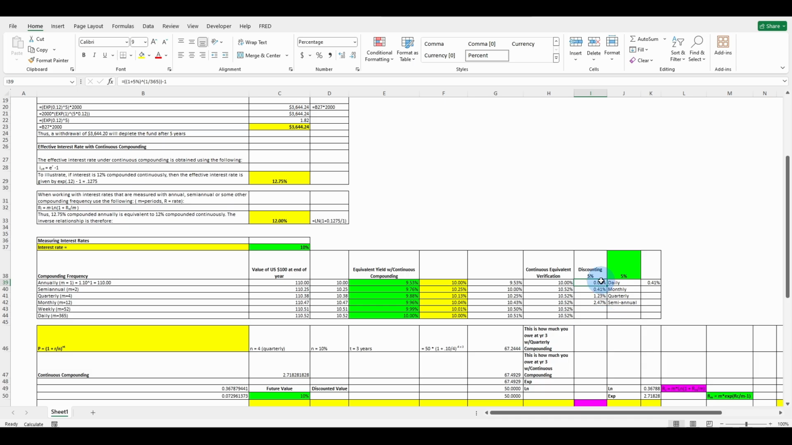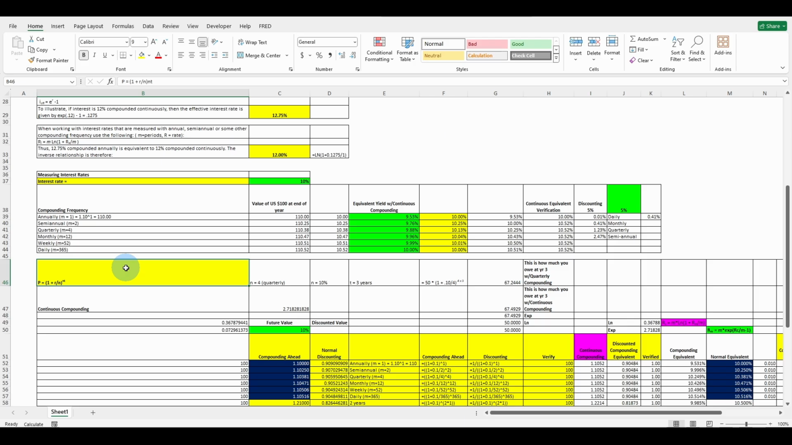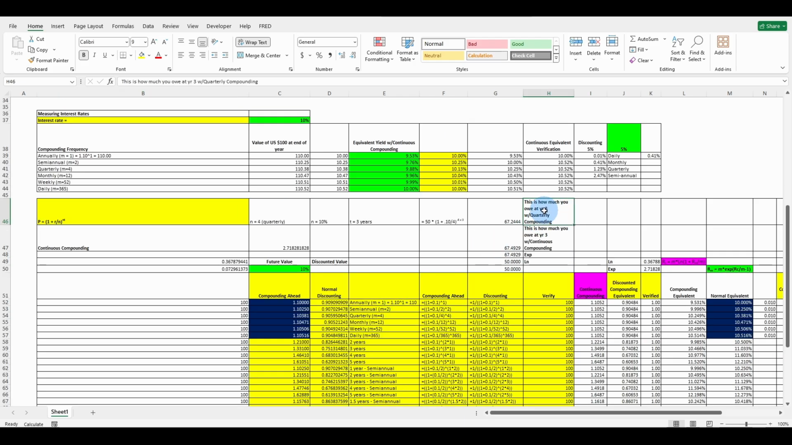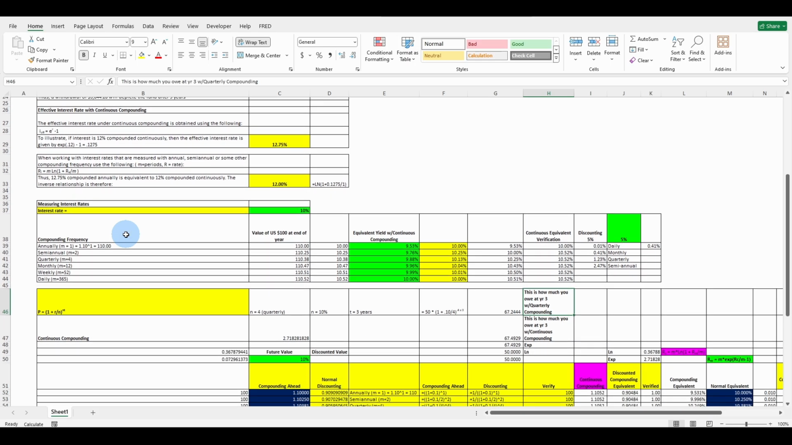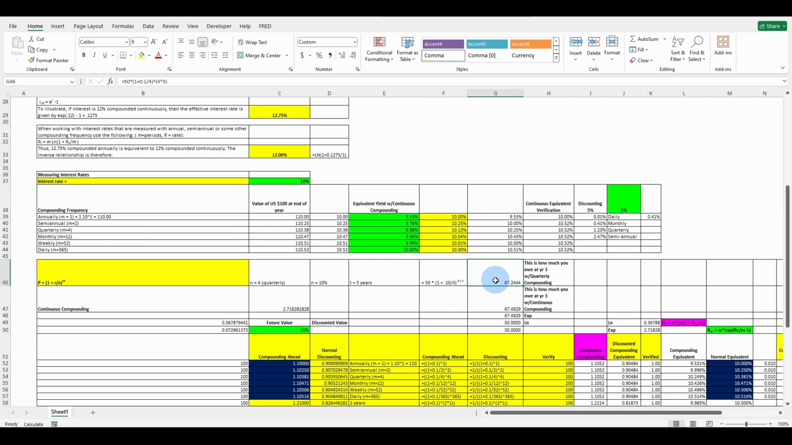And then this is just me scribbling. It's meaningless. You can figure it out, but discounting 5% daily, monthly, quarterly. And this is purely practice. So what I did here is, this is how much you owe at year 3 with quarterly compounding. So what was the example? 2 grand, 50, 50, 50, 50. This is on, let's say, $100. How much you owe at year 3.